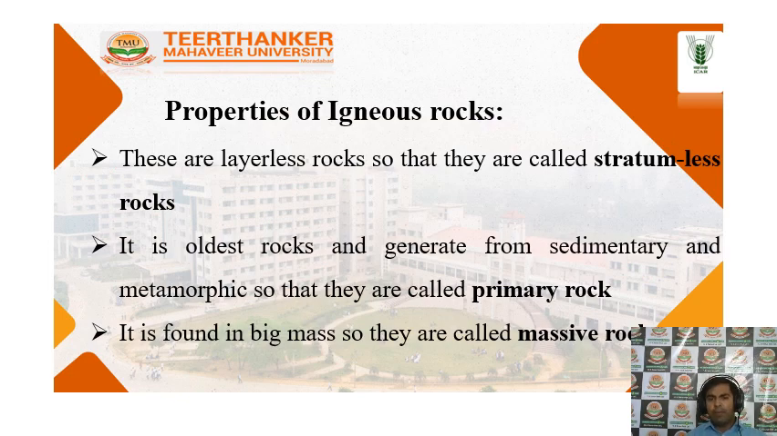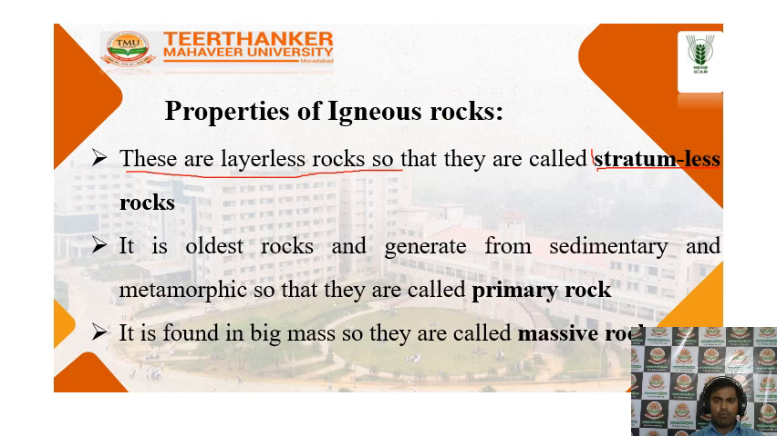Now come to the properties of the igneous rocks. Generally, if you look at the properties of igneous rock, some are important. These rocks are known as layerless rocks because they develop after the volcano eruption and the cooling and crystallization of the material. So they are very recently developed rocks, and the layer is not developed. That's why they are known as layerless rocks, or stratum-less rocks.